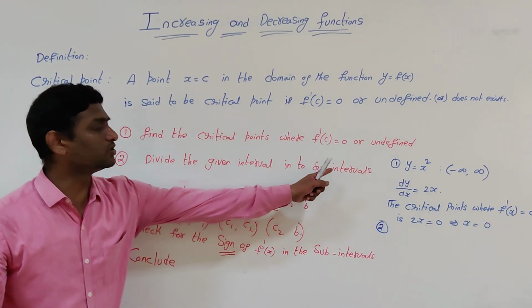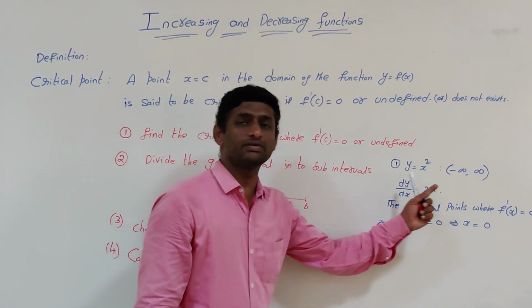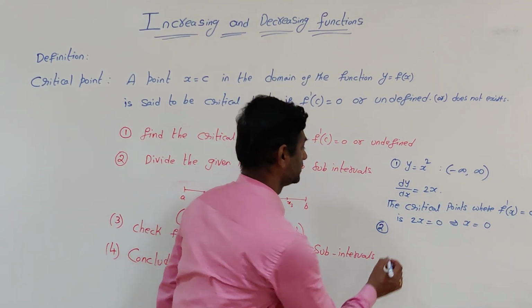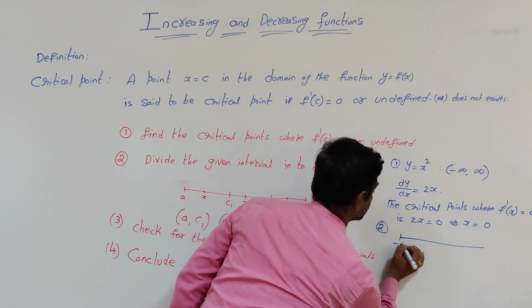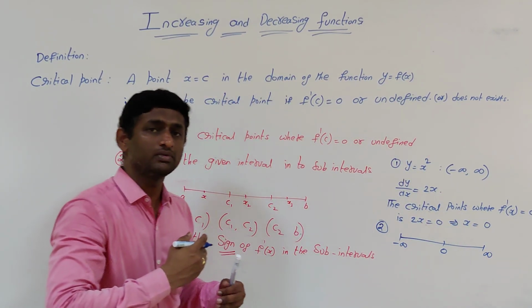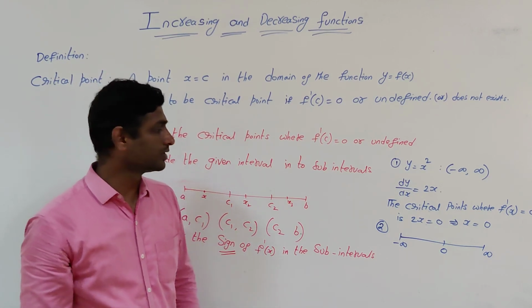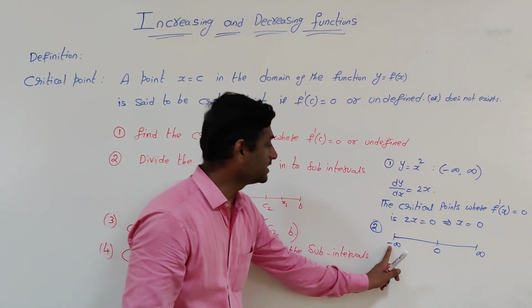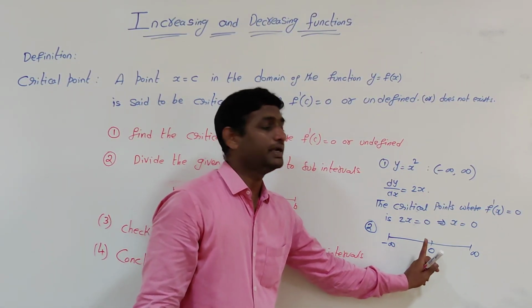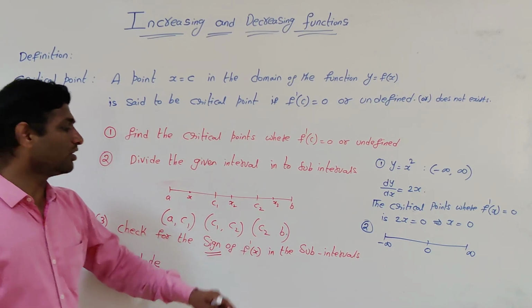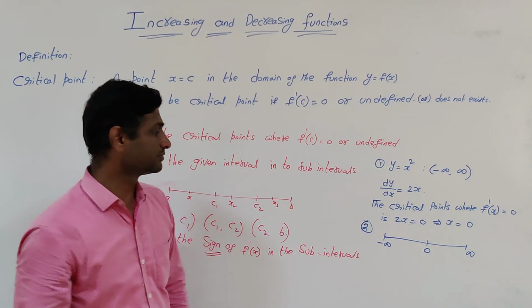Second, divide the given interval into subintervals. The interval is minus infinity to infinity. Based on the critical point, in between is 0, and we have to go from smaller to bigger. Now the given interval is divided into minus infinity to 0 and 0 to infinity. Next, third, check the sign of f dash of x in the subintervals.